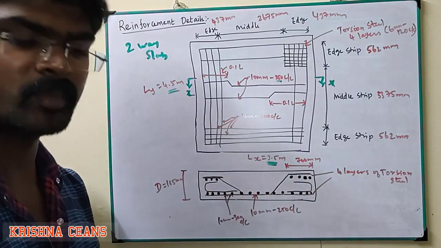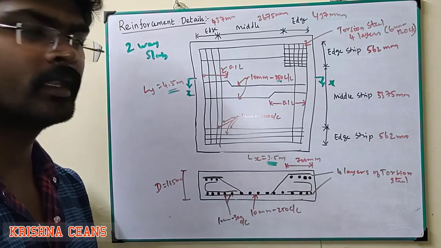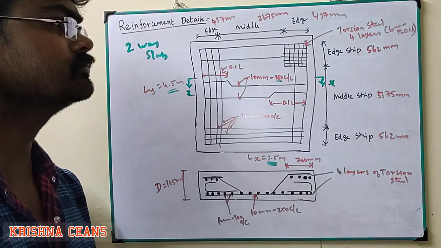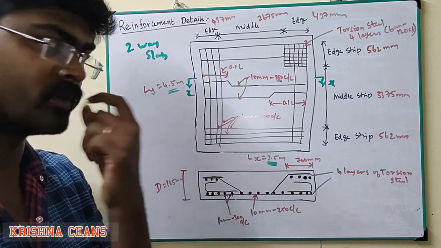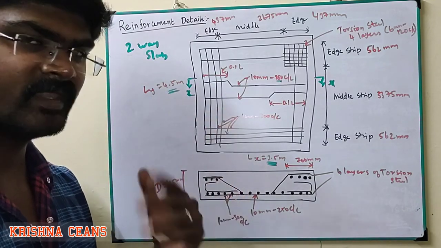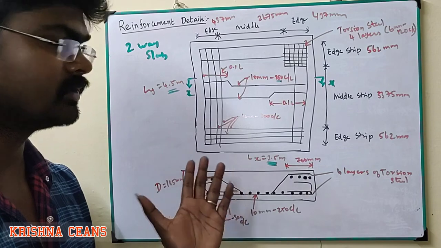So these are the reinforcement details of two-way slabs. We need to provide all the diagrams in detail, then only we can easily execute it in the field.